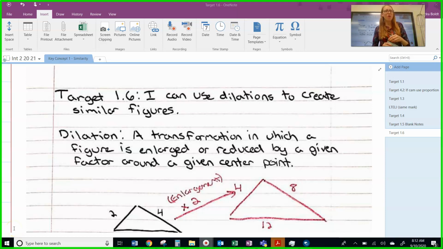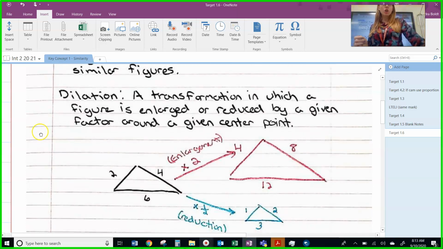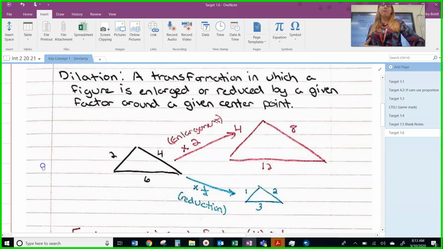In this video, we are going to go over target 1.6. I can use dilations to create similar figures. So what is a dilation? A dilation is a transformation in which a figure is enlarged or reduced by a given factor around a given center point. In this class, we're not going to worry too much about what that center point is. The biggest thing is a dilation makes your figure bigger or smaller.